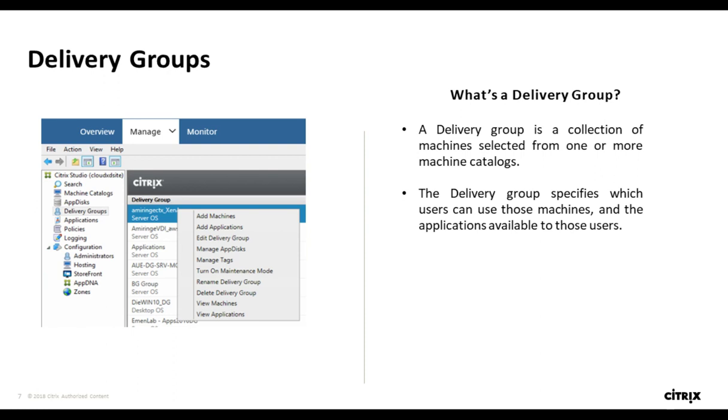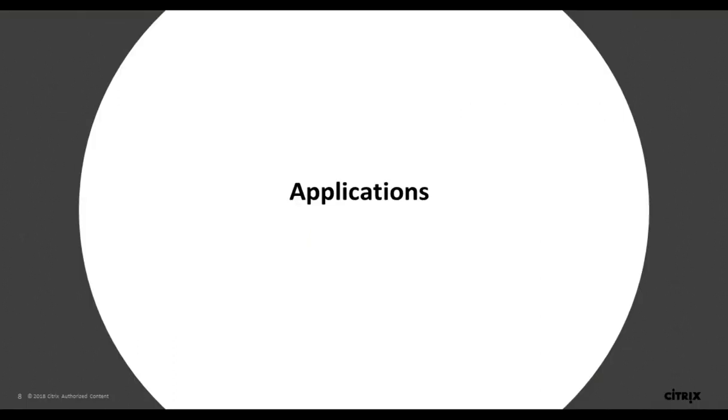Also, you cannot create a delivery group containing desktop OS machines from a machine catalog configured for static desktops and machines from a machine catalog configured for random desktops. And last but not least, each machine in a remote PC access machine catalog is automatically associated with a delivery group.